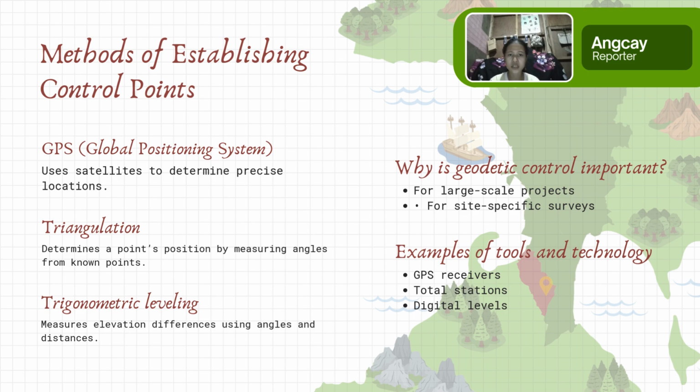So why is geodetic control important? For large-scale projects like national mapping, geodetic control ensures accuracy over large areas. For specific surveys such as construction and property boundaries, control points help maintain precision within a smaller area. Some of the tools used in establishing control points include GPS receivers, total stations, and digital levels. These instruments ensure accuracy in surveying work.